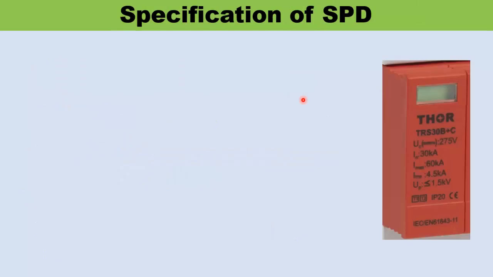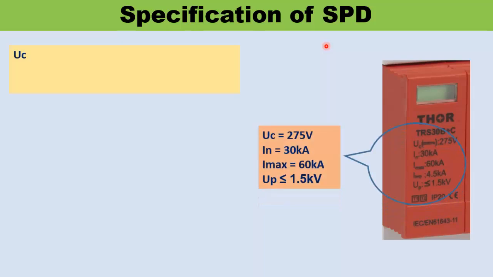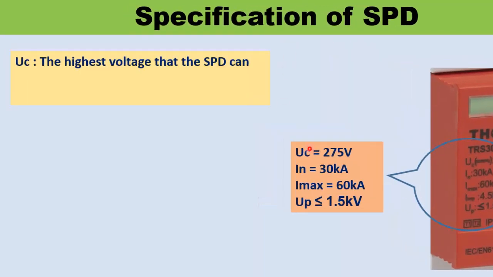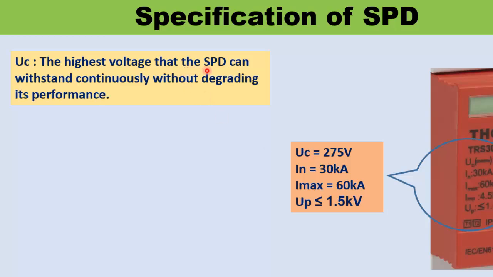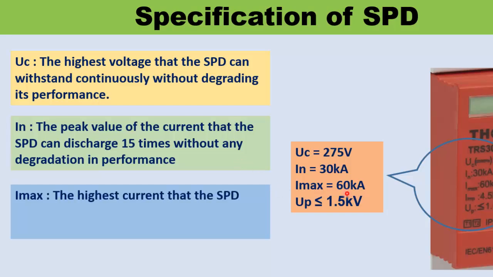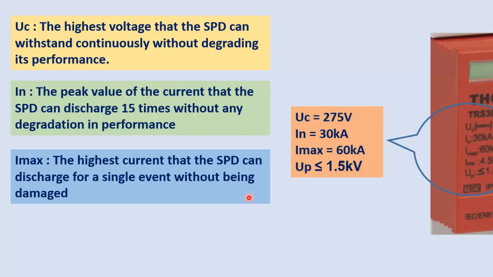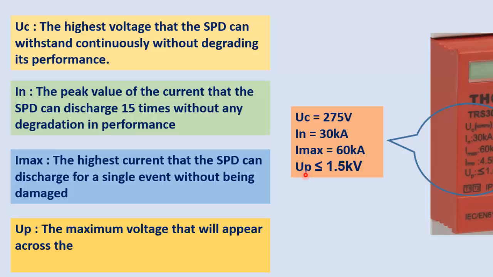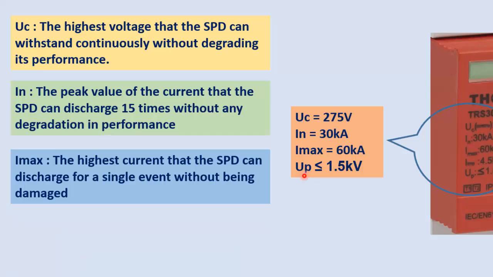At the end, we will try to understand the specifications written on SPD. First is UC. UC is the highest voltage that the SPD can withstand continuously without degrading its performance. IN is the peak value of the current that the SPD can discharge 15 times without any degradation in performance. Imax, the highest current that the SPD can discharge for a single event without being damaged. After that, SPD indicator turn red from green, showing that it needs replacement.